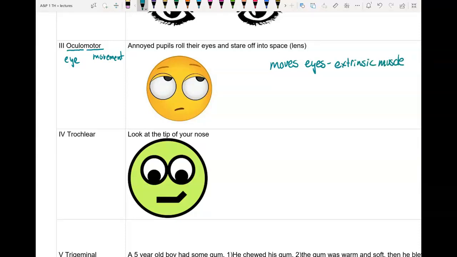Okay, in my clue here, I have annoyed pupils. So that's a little pun. Think of pupils as students and pupils also as those little holes in your eyes where light enters. So this nerve controls the size of your pupils because it will stimulate your iris. Your iris is the muscle that controls the size of your pupil, and it will stimulate your iris to constrict your pupil.